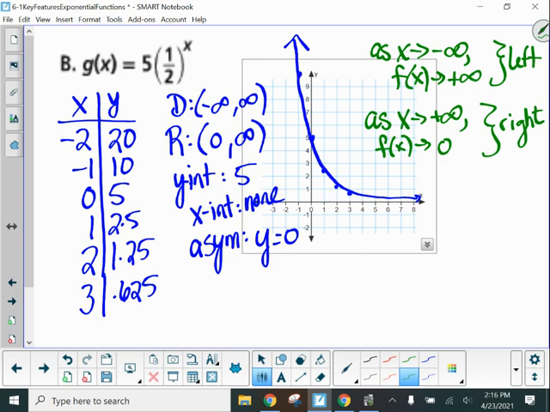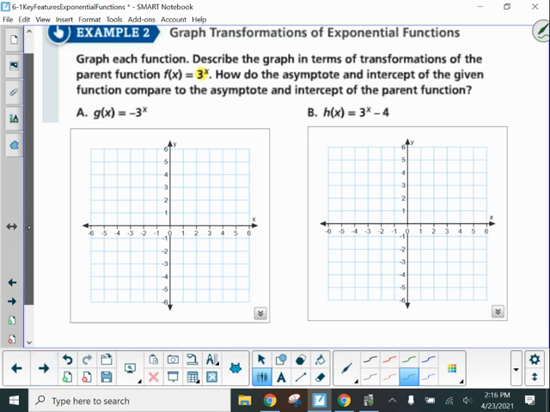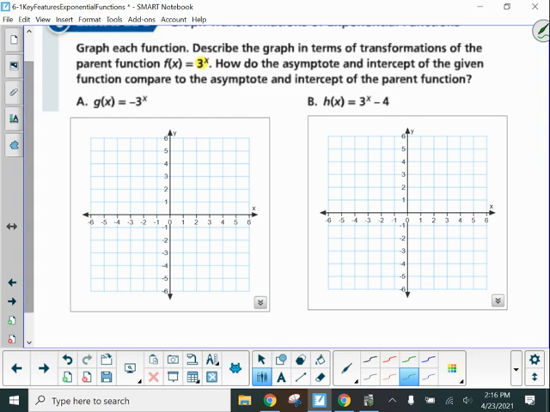We're going to take a look at some changes, and you'll see how your asymptotes are going to change with these. So we're looking at some transformations here. Each one, we're using 3 to the x as our starting parent function. And I'm actually going to go through and graph that first.